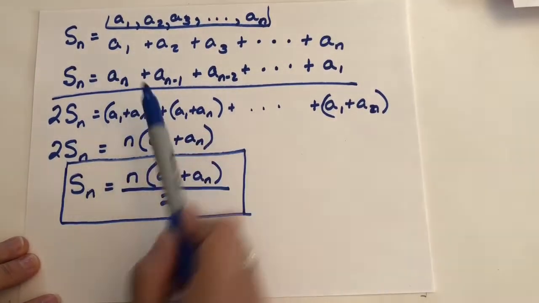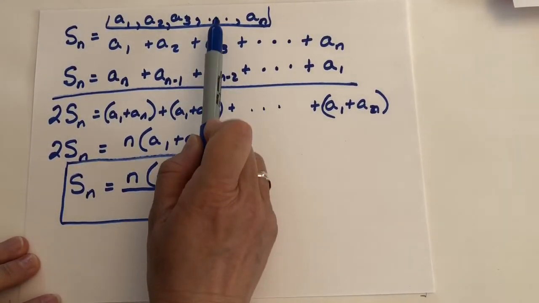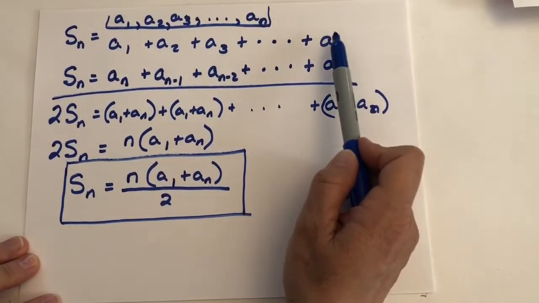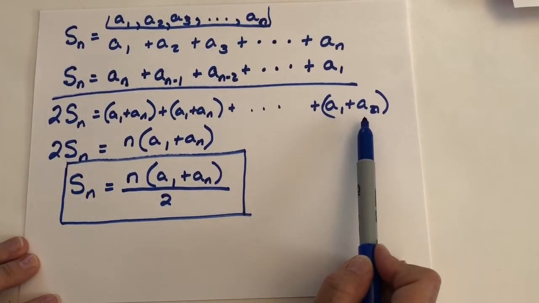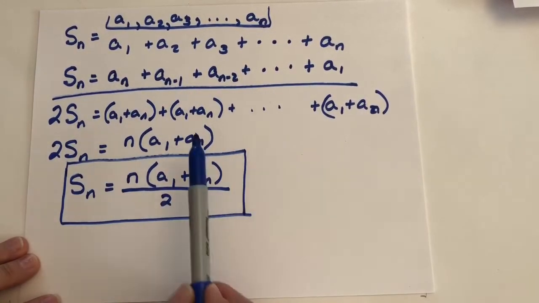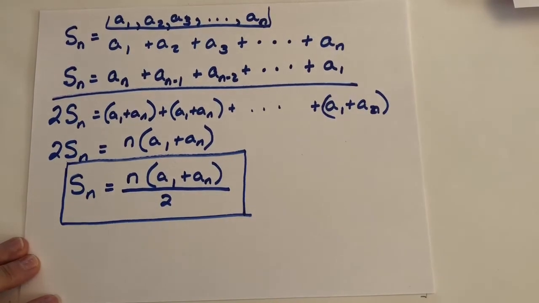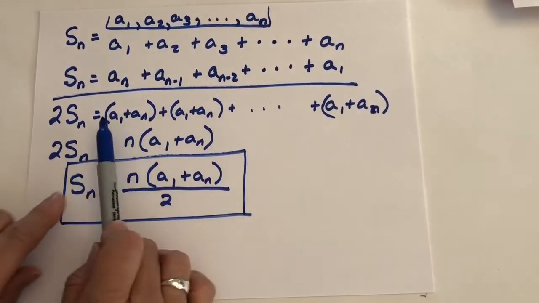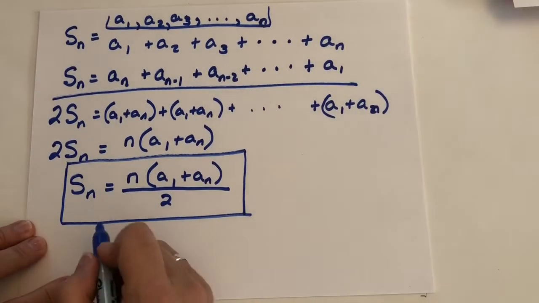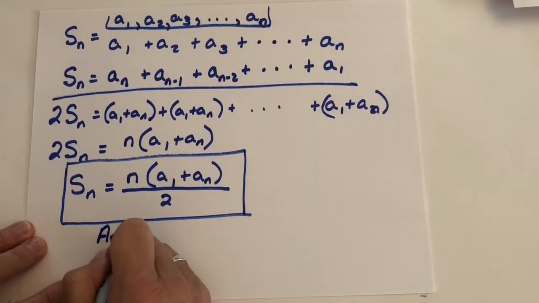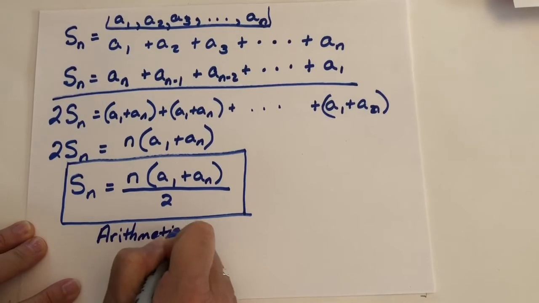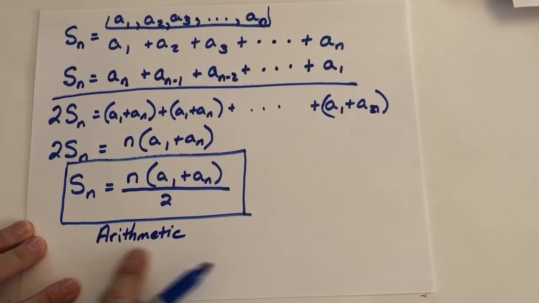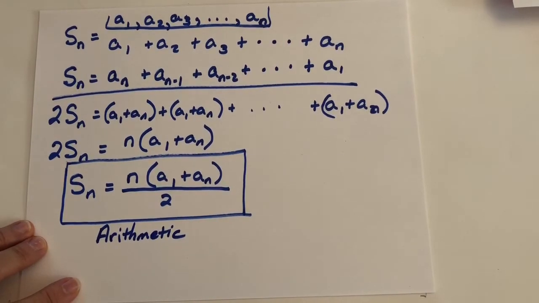This ended up being the same value each time because we had an arithmetic sequence. If this had been some other type of sequence, this formula wouldn't have worked out the same way. We wouldn't have had that same sum along here. So remember, this is a formula that is only valid if we're finding the sum of the terms of an arithmetic sequence. But now let's practice using it.